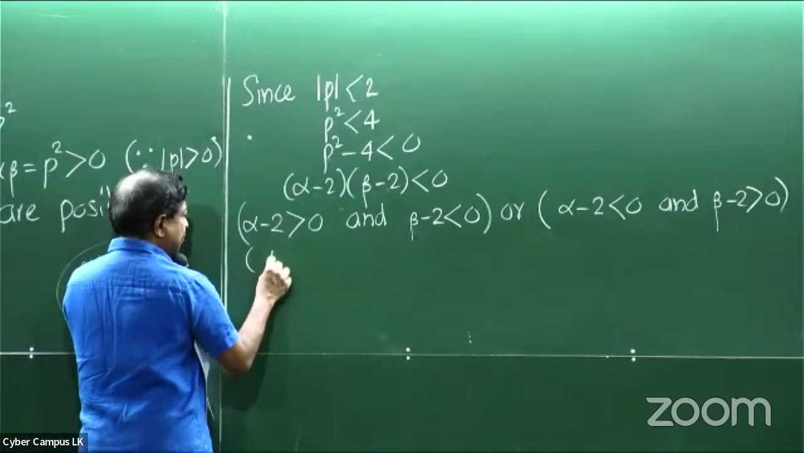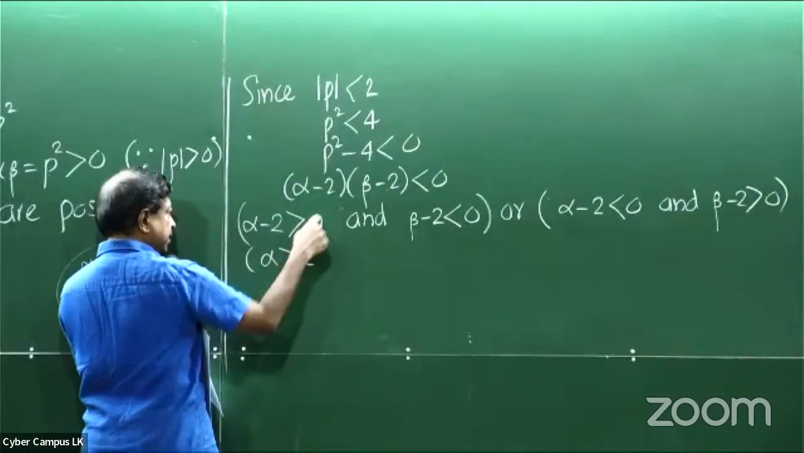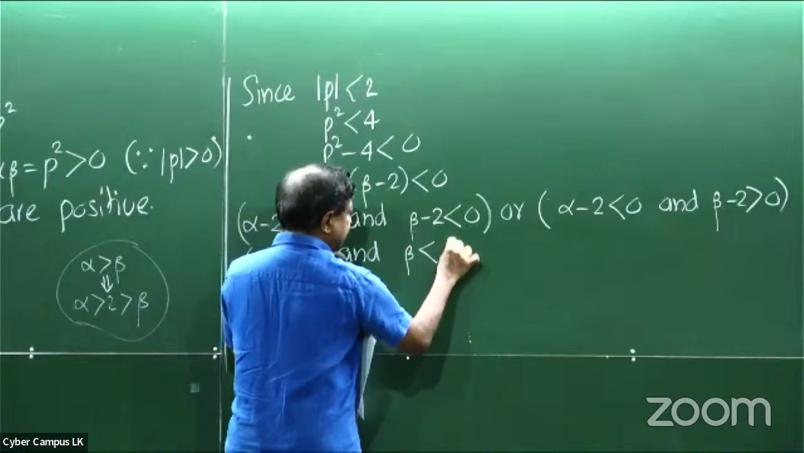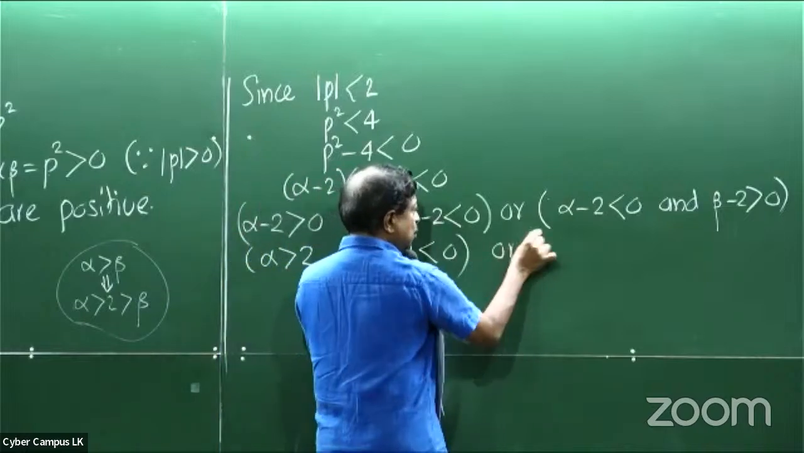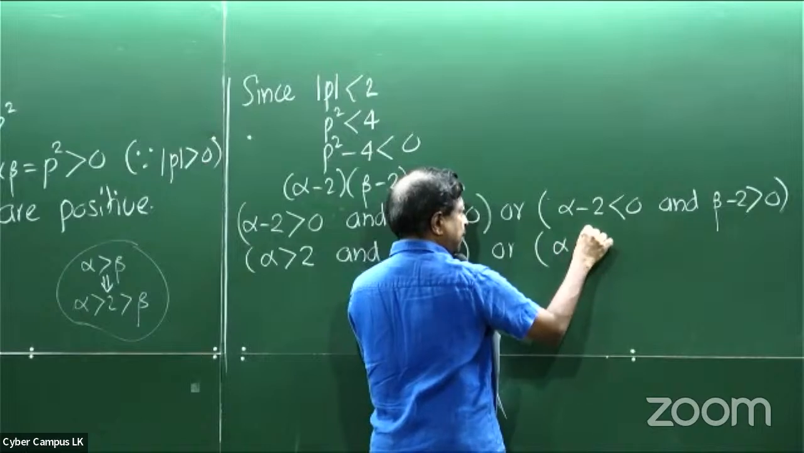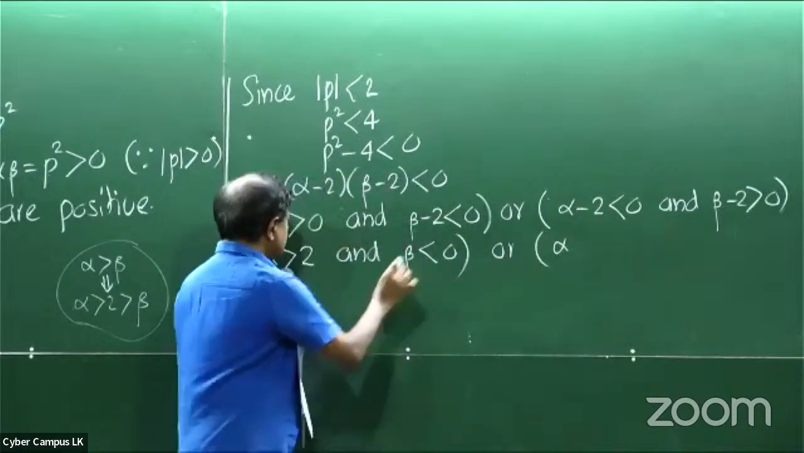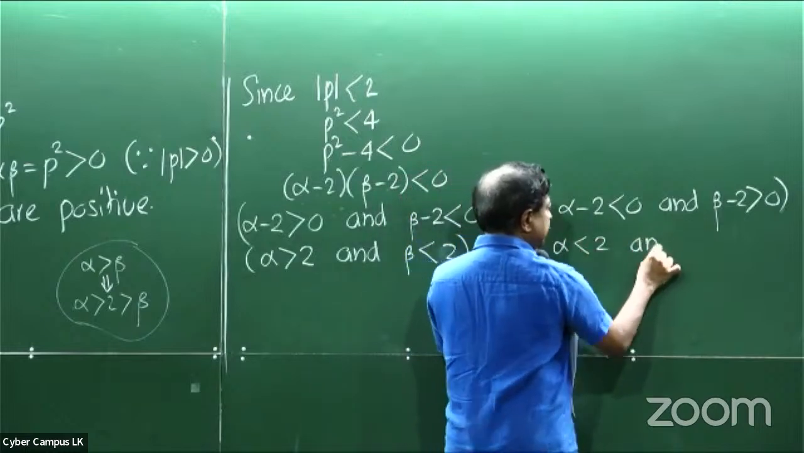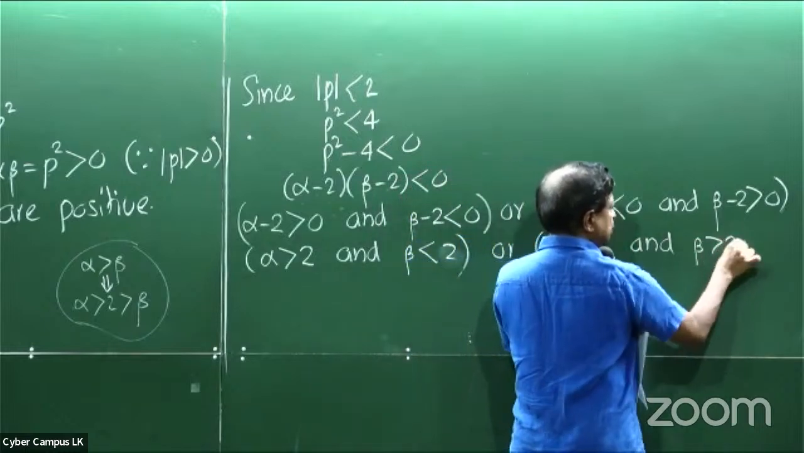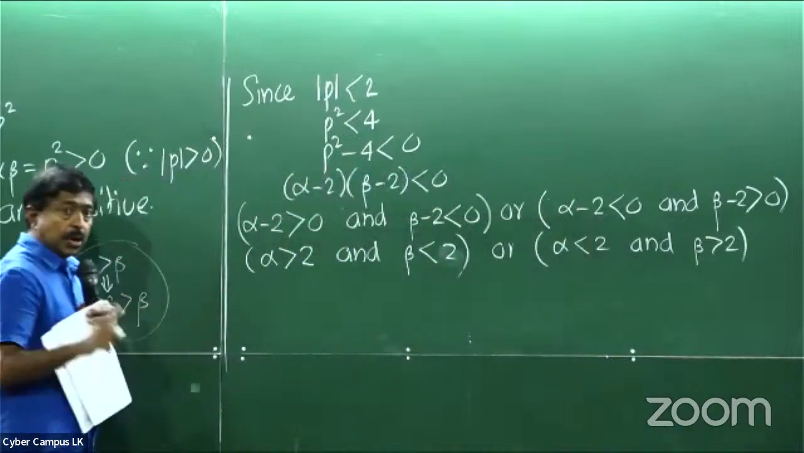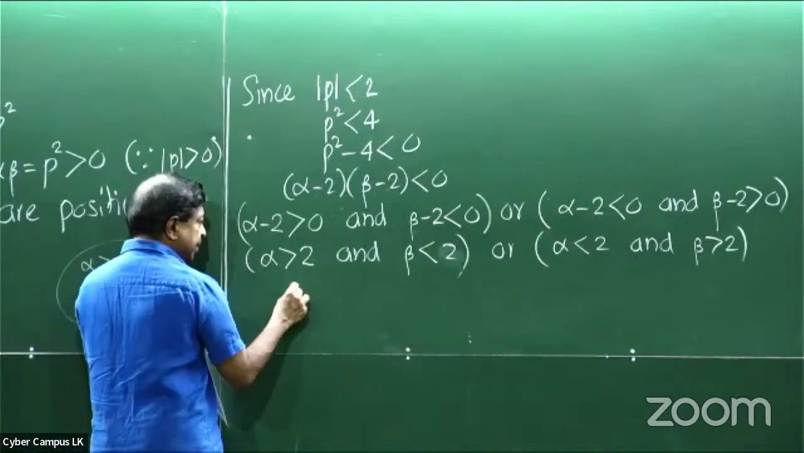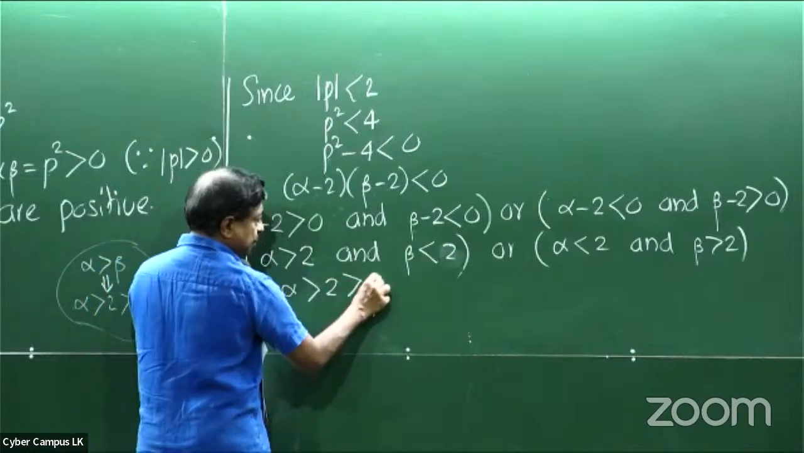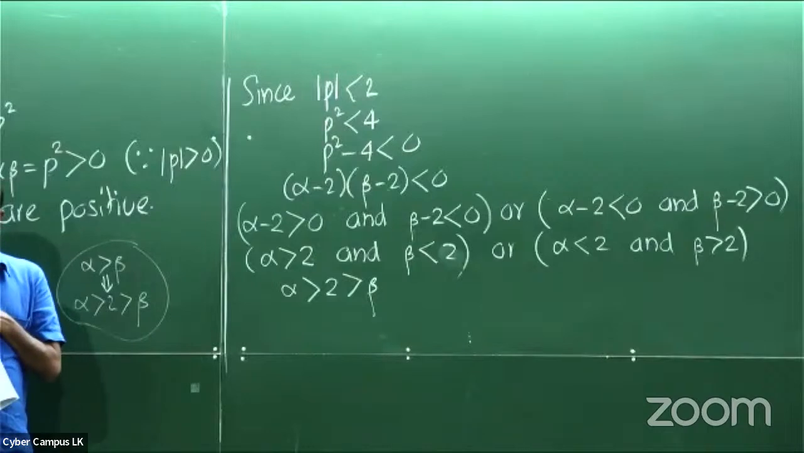Now, alpha is greater than 2. You can bring that 2 to the other side, and beta less than 0. From this you can write alpha less than 2 and beta greater than 2. Now from this you can write alpha is greater than 2 and beta is less than 2. You can combine both inequalities.